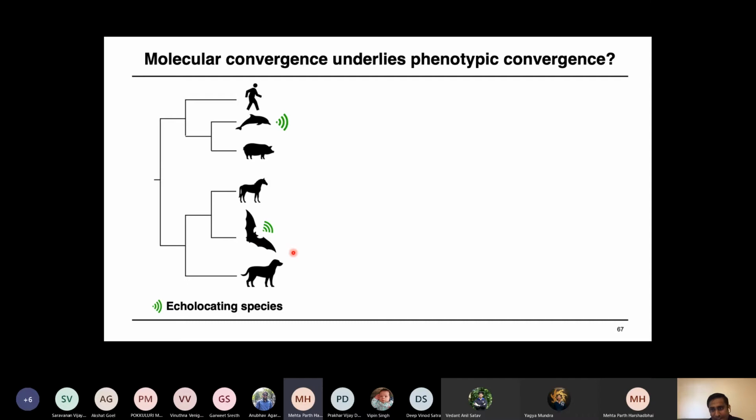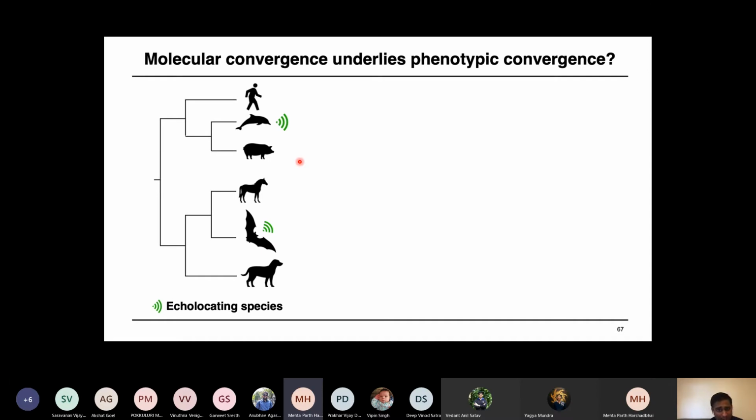So whether it's hunting inside murky waters for dolphins or in dark skies for bats, both of them actually use the same technique, which is that of echolocation, right? So people have wondered, what is it? This must be genetic, right? What is it in their genomes that must have led them to acquire this common trait?